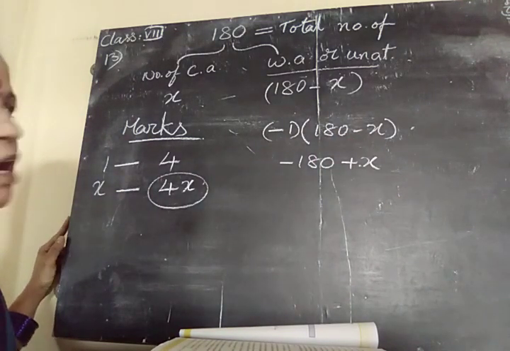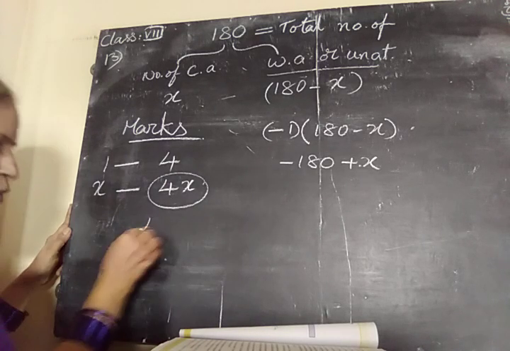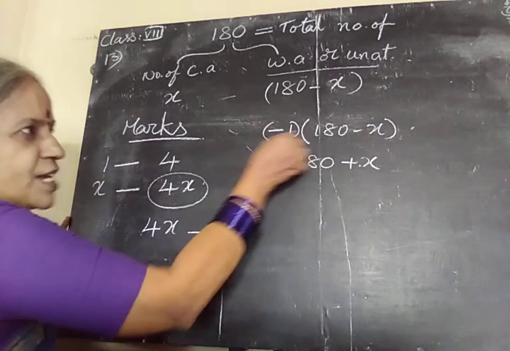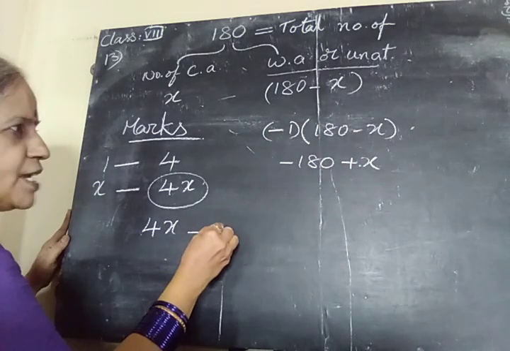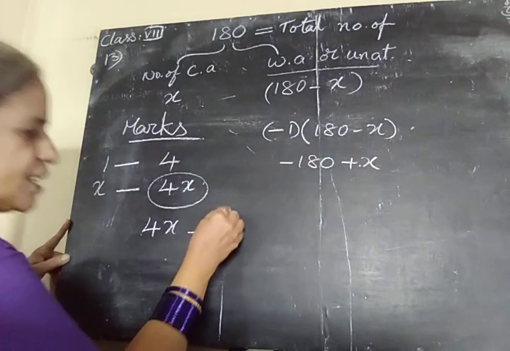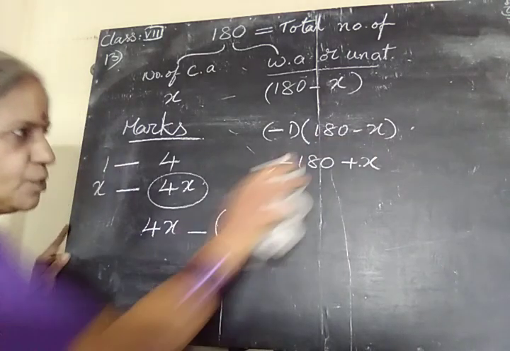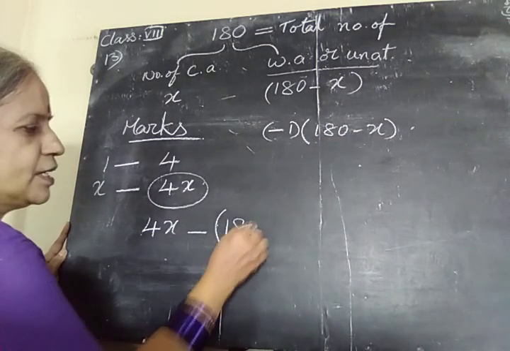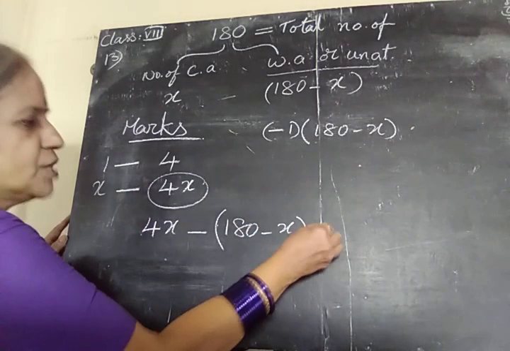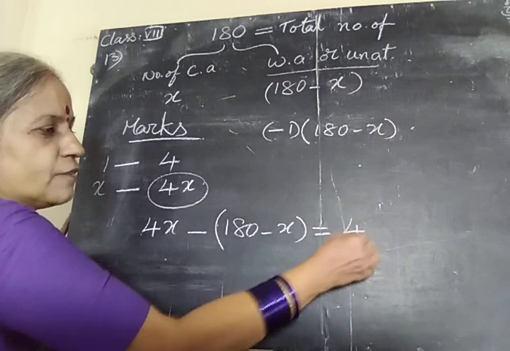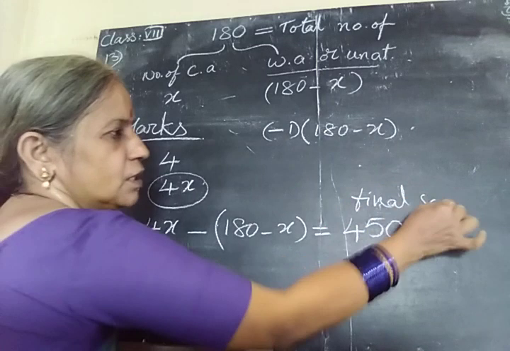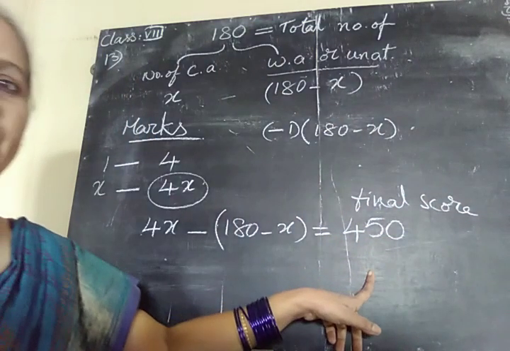So how do we find the total marks? 4x minus, we will do it like this: 4x minus this one directly. From this you have to subtract 180 minus x. Now this is equal to how much he got? This is the final score. He got 450 marks.